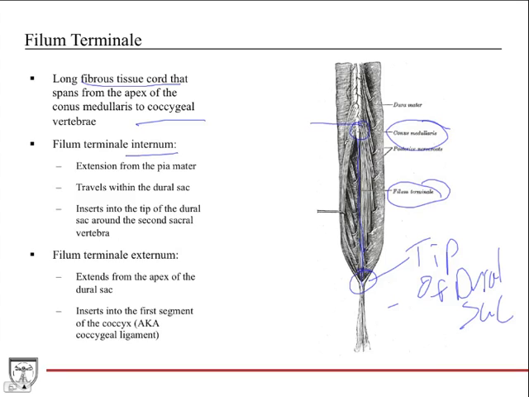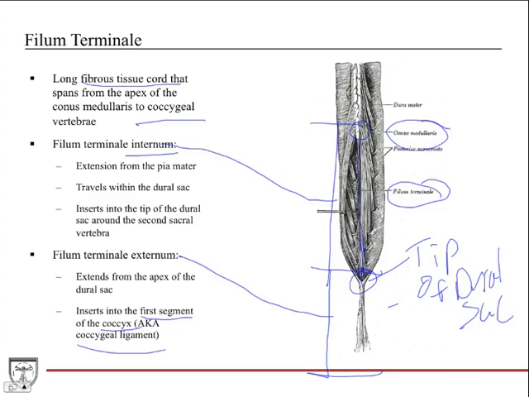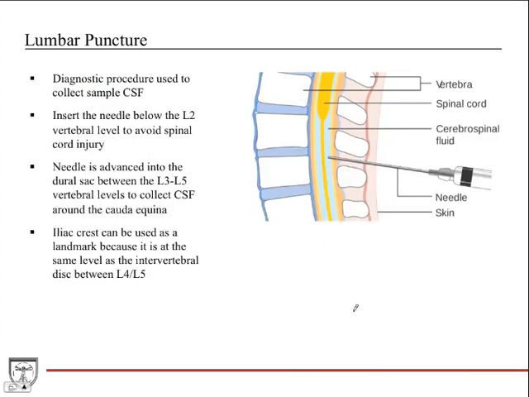So this section of the ligament here is the internum, okay? This segment of the ligament is the externum, okay? It extends from the apex, or the tip of the dural sac, and then it inserts into the first segment of the coccyx, which makes this ligament also known as the coccygeal ligament.